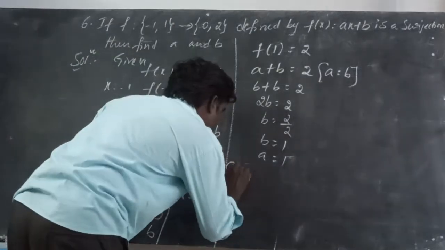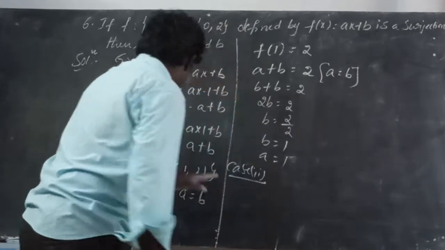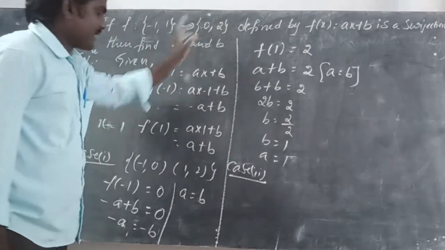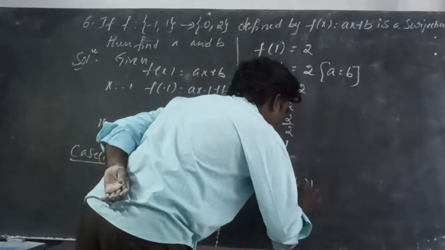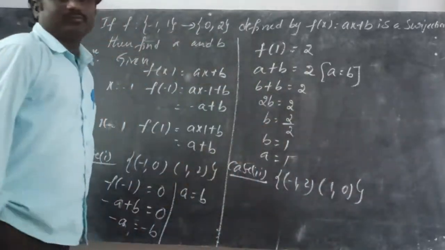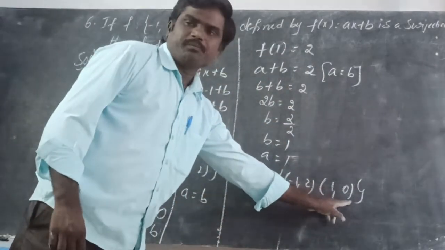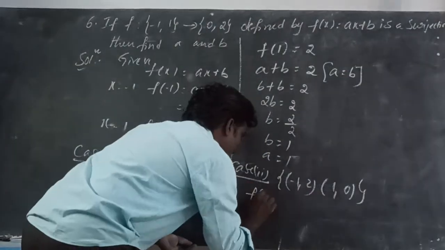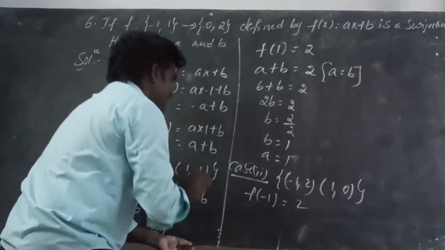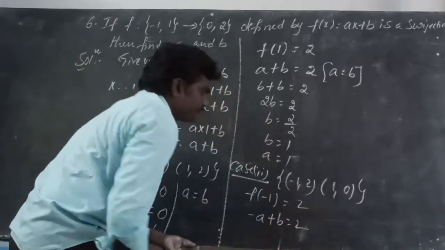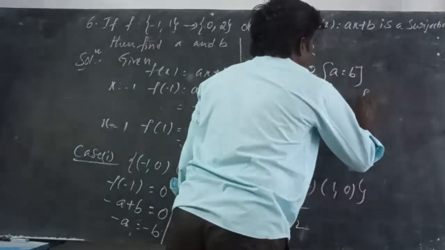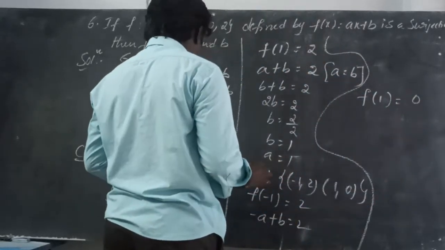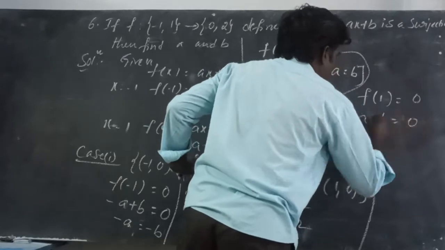Okay, next case 2. In case 1, minus 1 is mapping to 0 and 1 is mapping to 2. Case 2: minus 1 is mapping to 2, 1 is mapping to 0. So f of minus 1 is equal to 2. So minus a plus b is equal to 2. Next, f of 1 is equal to 0. So a plus b is equal to 0.